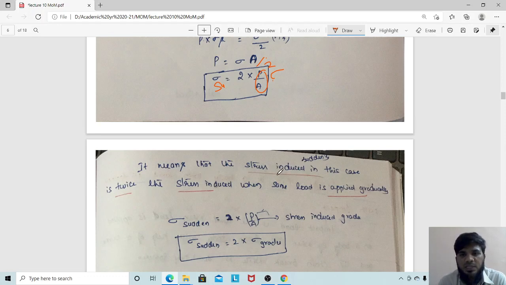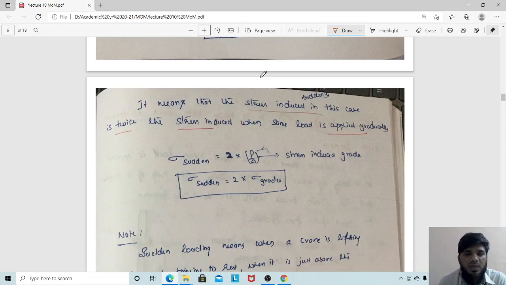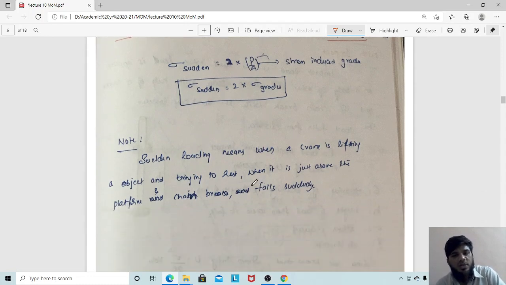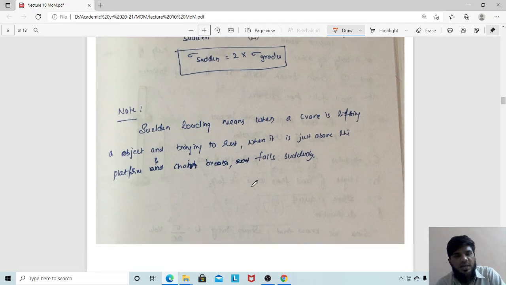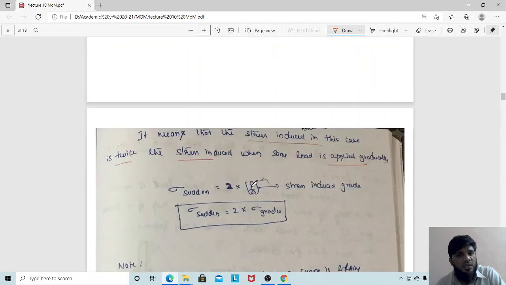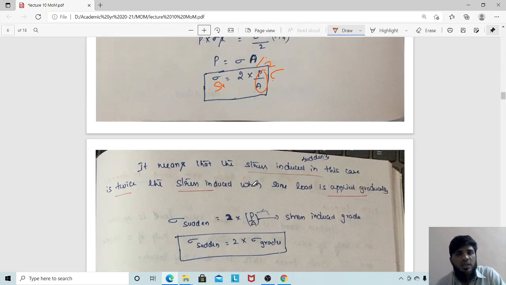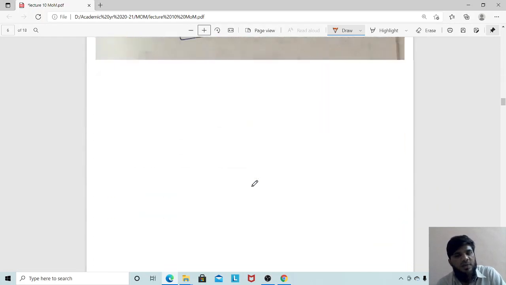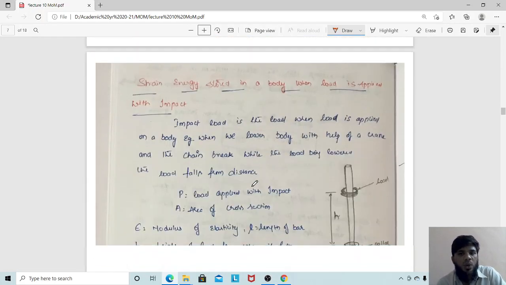That is, the stress induced suddenly is twice the stress induced when the same load is applied gradually, because there we have taken it as P by 2. Similarly, the sudden load is nothing but 2 into the gradual loading. Sudden loading means when the crane is lifting the object and bringing it to rest, just above the platform, it suddenly falls. Clear? I think it is very clear. The only thing we have to do here is correlate the relationship between the work done and the strain energy formula, which is U equal to sigma square by 2E into volume.